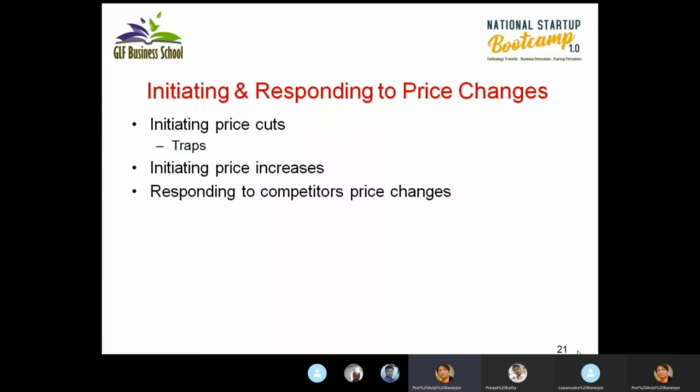The shallow pocket trap, where the higher priced competitors match the lower price but have longer staying power because of deeper cash reserves. And the price war trap, where the competitors respond by lowering their prices even more, triggering a price war. So, when you are thinking of initiating any price cut, you should consider all these possible traps.